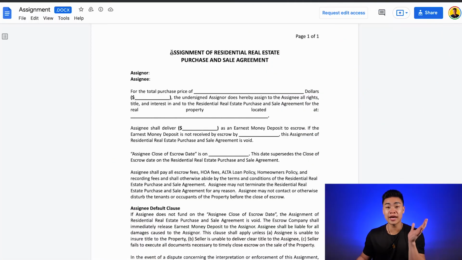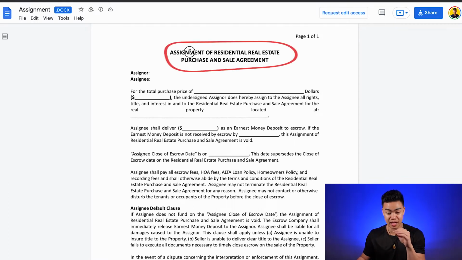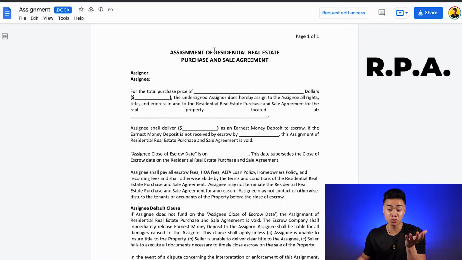So what we are looking at right now is the assignment contract, and the exact name for this is the Assignment of Residential Real Estate Purchase and Sale Agreement, because we are assigning the RPA, also known as the Residential Real Estate Purchase and Sale Agreement.